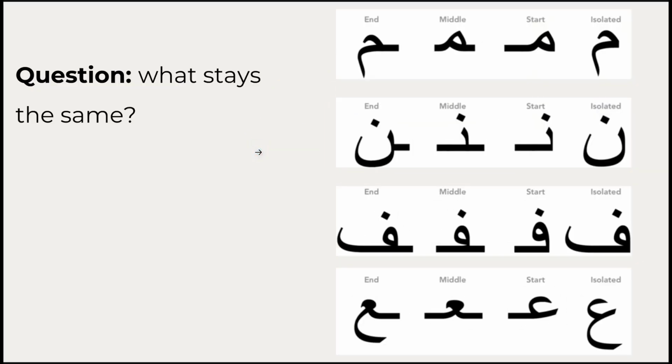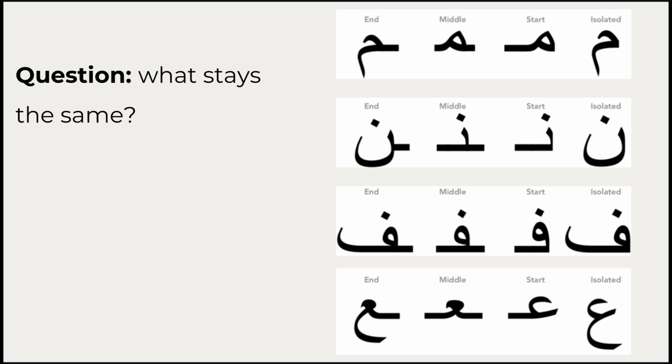But first, how are we going to recognize the letter in a word? So for that, I have a question for you. Can you recognize a pattern here? What stays the same? For example, Harful Mim here. What stays the same? Noon, Fa, and Ain. Can you recognize something?